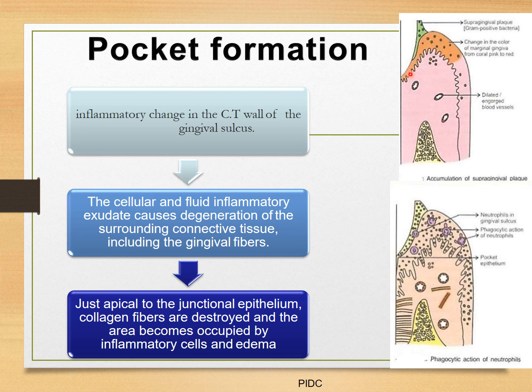causes degeneration of the surrounding connective tissue along the gingival fibers. So what happens? There will be an increased influx of PMNs into the area, and apical proliferation of the cells can be seen, like proliferation of the cells of the junctional epithelium, seen as finger-like projections, which causes the coronal portion to get detached from the root surface, and ultimately it leads to collagen destruction.